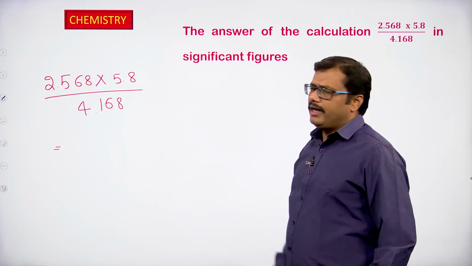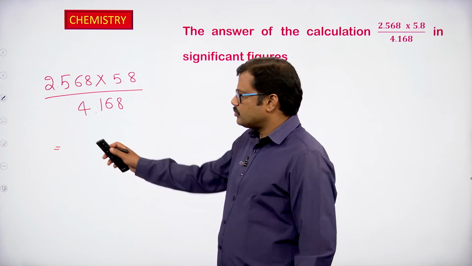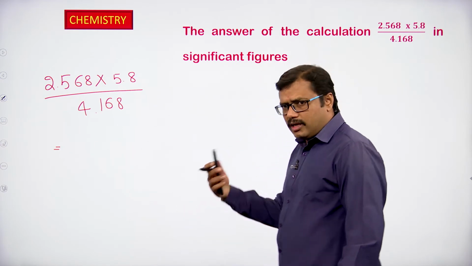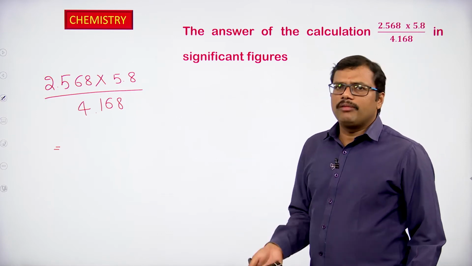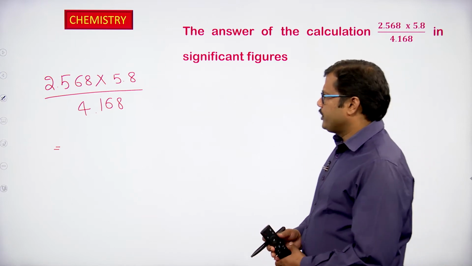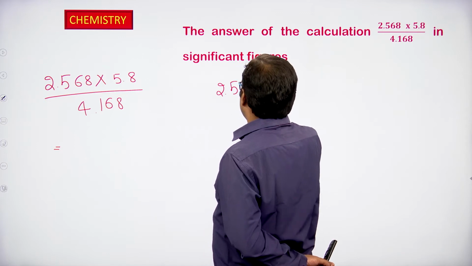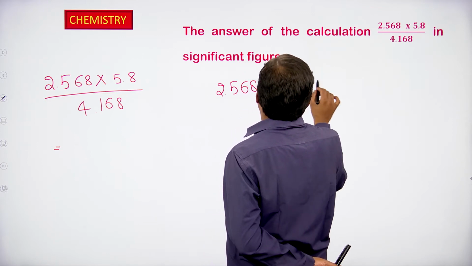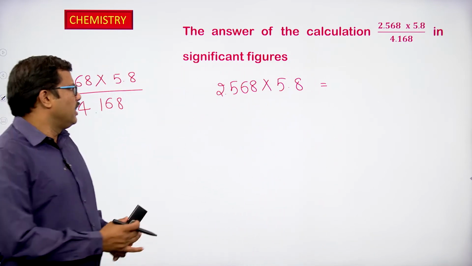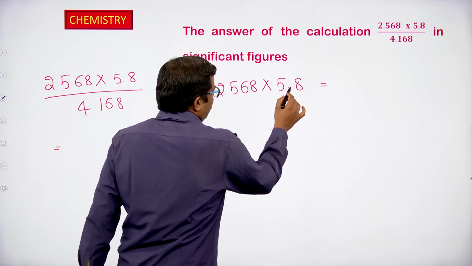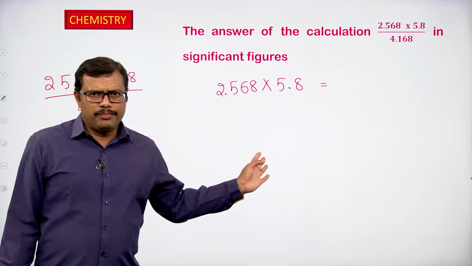So, when you go for the multiplication of 2.568 into 5.8 and then divide the answer obtained here by 4.168, whatever result you get, you have to look at the number of significant figures available in that number. Okay. First, let me carry out the multiplication, 2.568 into 5.8. What will be the answer? Can you please try and calculate 2.568 into 5.8? Just calculate this value. Okay.